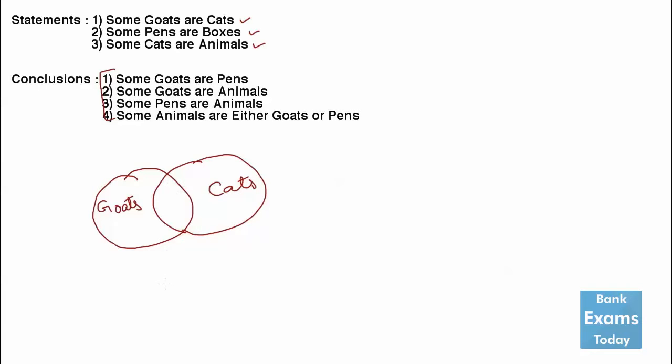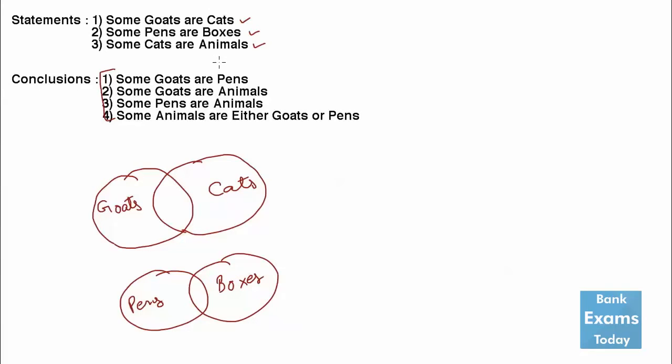And some pens are boxes. Some cats are animals. So there is a possibility that some cats are animals. Now we will draw all the possibilities for the animals. It can be something like this for animals, or it can be like this, or like this again. So there are these three possibilities. Now let's move on to the conclusions. Some goats are pens. There is no relation between the goats and pens, so this is false.